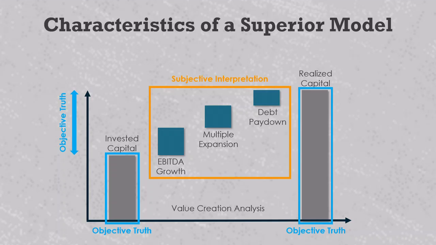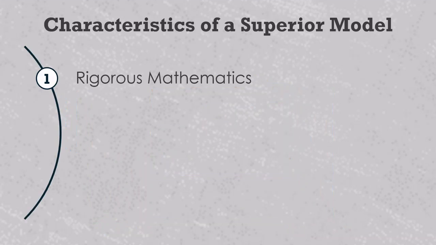In these videos, I'll argue that even though every value bridge is subjective, some subjective interpretations are objectively better than others, and the criteria for what makes a model objectively superior will be as follows. Number one, a value bridge is objectively better if it uses rigorous math. This means that you can derive all the equations from the bottom up using basic algebra, calculus, and widely accepted capital structure valuation and P&L relationships.